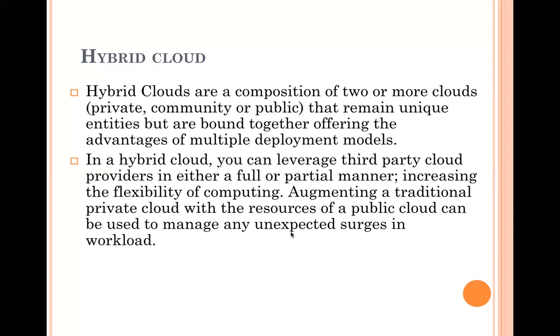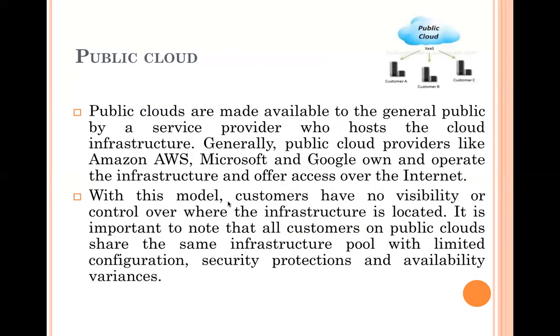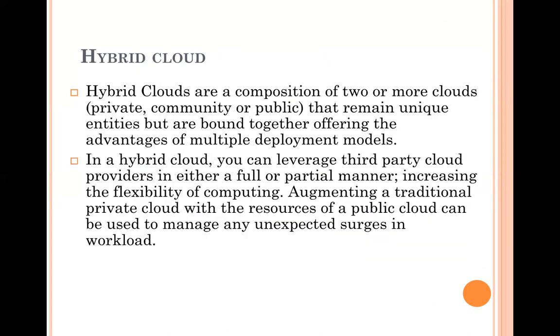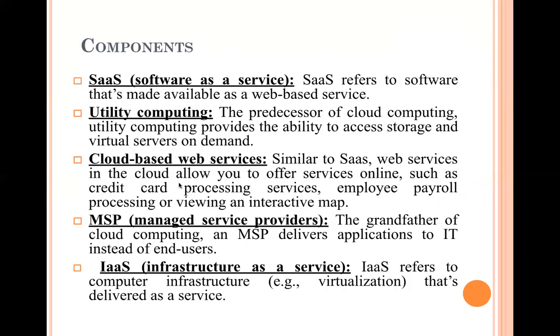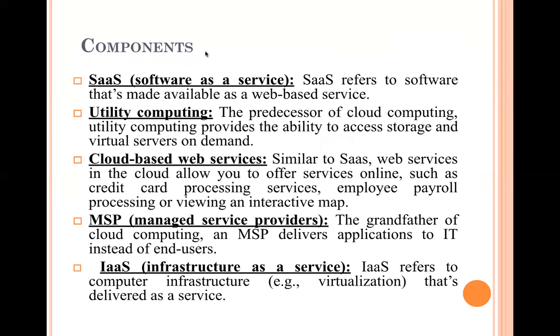So these are the four types of clouds: public cloud, hybrid cloud, private cloud, and community cloud. So these are the types of cloud. Now we'll see the components of cloud, or we can say these are the cloud service delivery models.